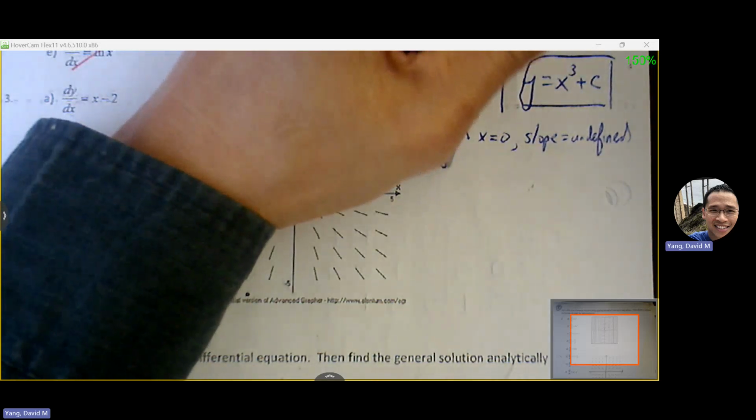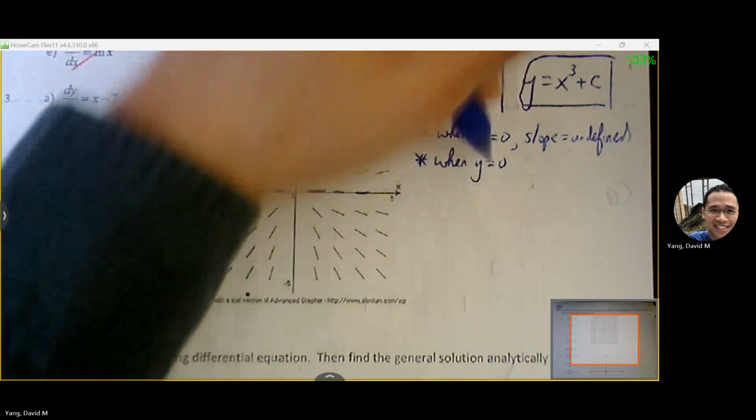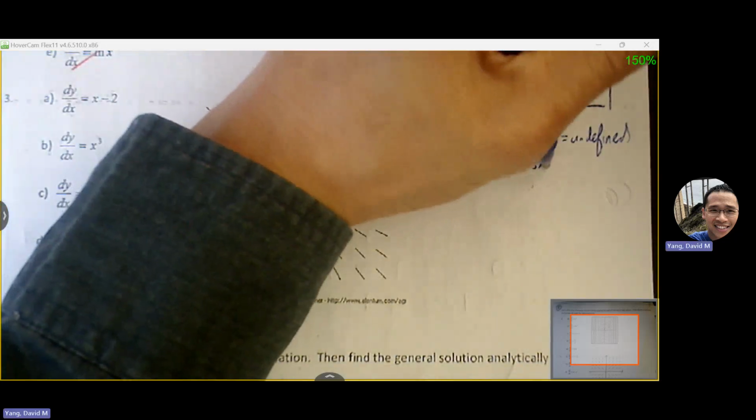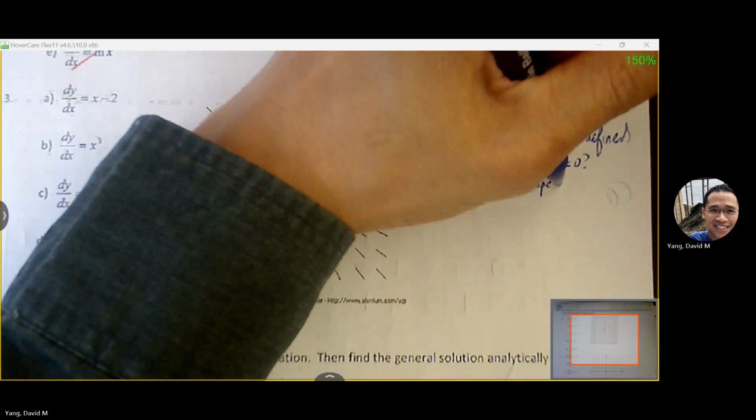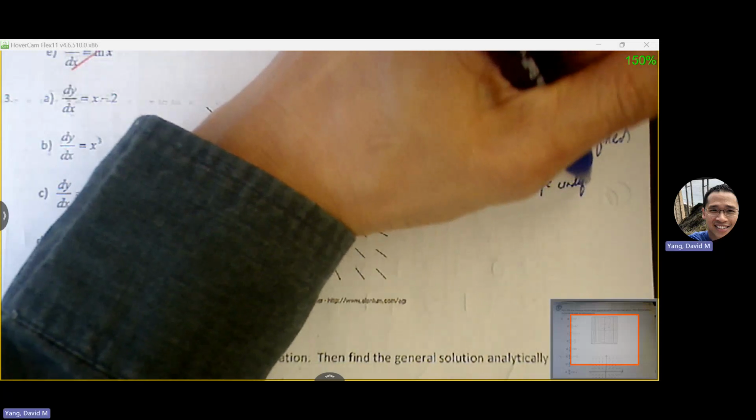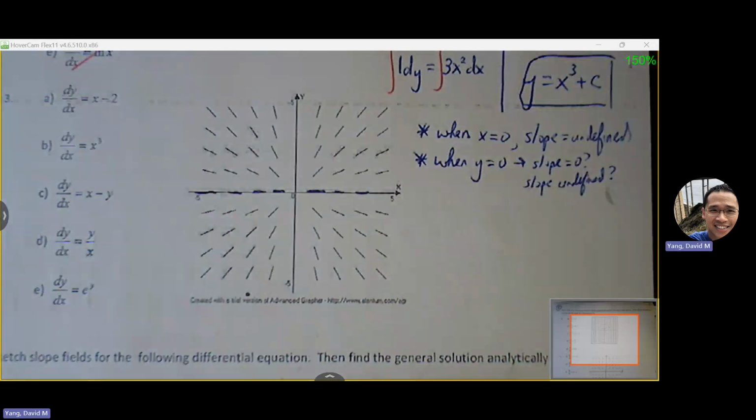So when y equals 0, maybe it's slope 0, maybe it's slope undefined. Okay, we don't know, but it's still helpful to have those 2 options.